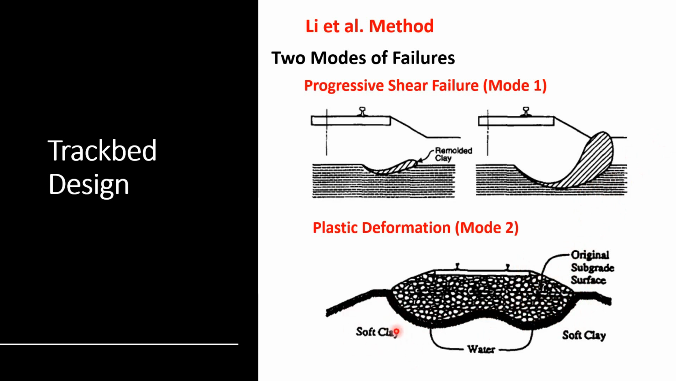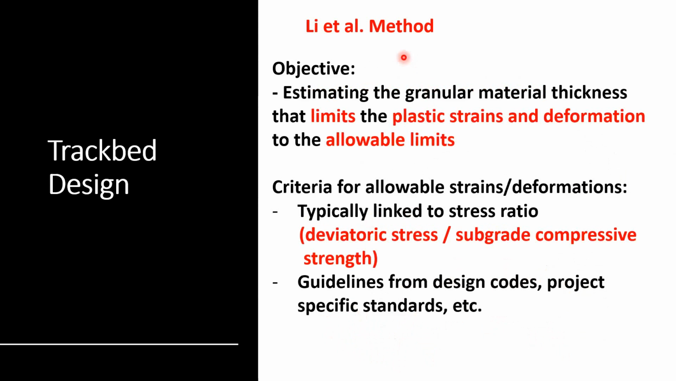The schematic talks about soft clay, but this is not necessarily limited to that; even non-plastic silt with sand or stiff to hard clays, again, if the thickness is not designed properly, the amount of loads that you can get here might be excessive. So the objective of this method is basically to estimate the granular material thickness that addresses two criteria: the plastic strains and the deformations. You want to keep them to an allowable limit.